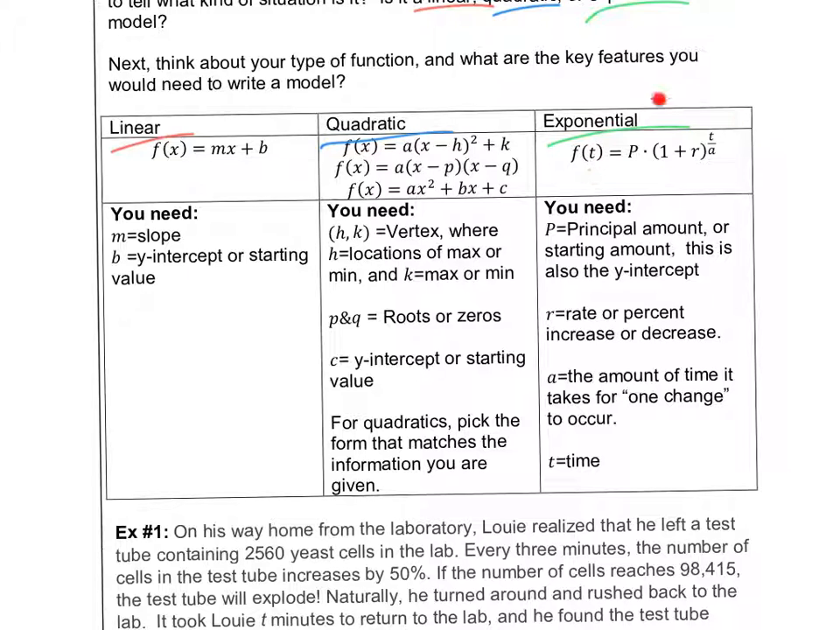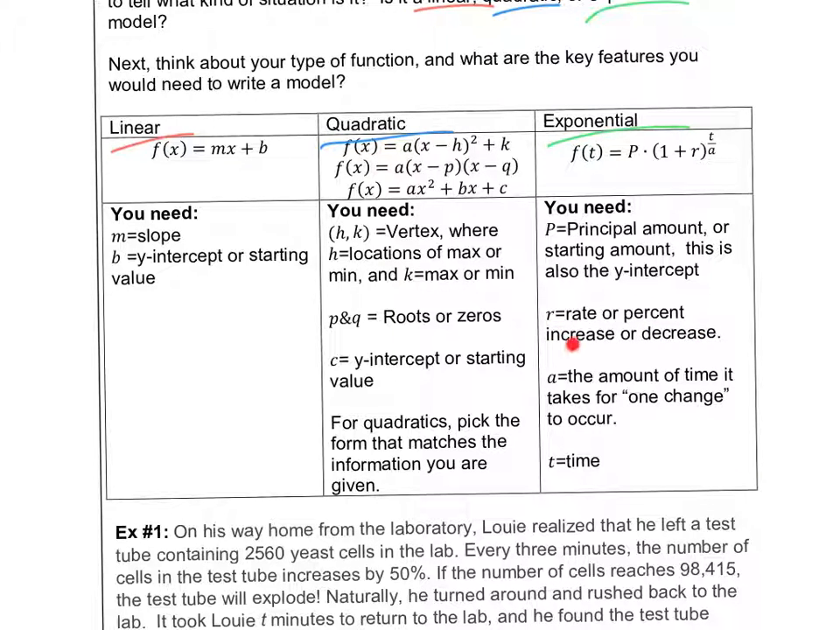All right, exponential, we have this standard form that we've been looking at this whole chapter. And to write this, you're going to need the principal amount, or the starting amount, P. This is also the y-intercept. It's the y-intercept because if you plug a 0 in for t, we usually do this in terms of t instead of x, then 0 over anything is 0, and anything to the exponent of 0 is just 1. So when you plug in a 0, you get P times 1, which is just P. And so that's why your y-intercept is also your P value.